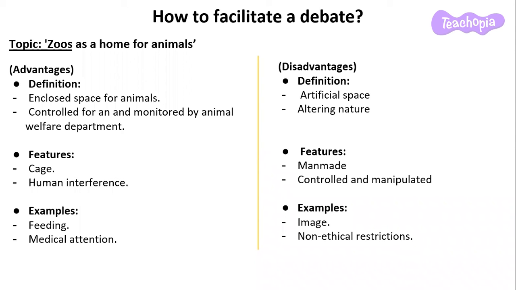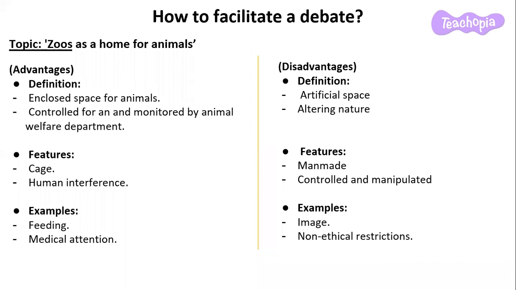This is how words could be put into these 3 buckets, namely definition, features, and examples, and advantages can be come up with. And the only mild difference between advantages and disadvantages is that definition, features, and examples are all a little positive towards the topic under advantages and negative under the categories under disadvantages. For example, this topic, zoos as a home for animals, could be approached for disadvantages by bringing up certain important keywords.